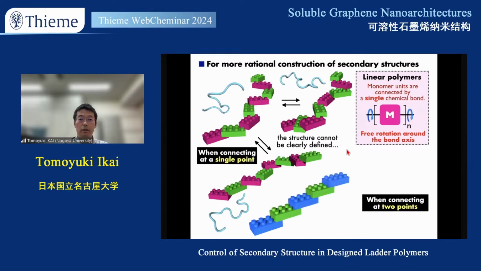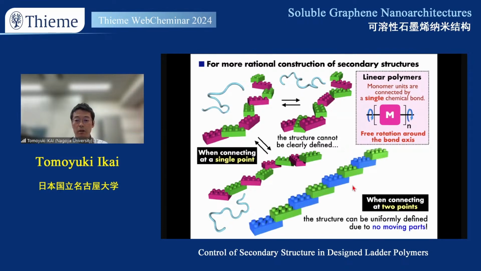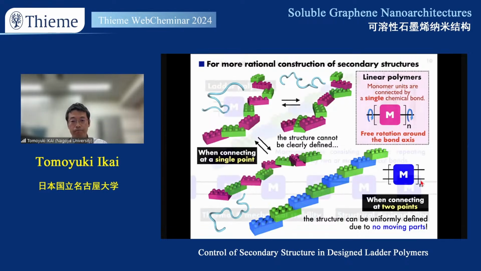On the other hand, when the Lego blocks are connected at two points, the structure can be uniformly defined due to having no moving part. So for polymer design, if the monomer units could be connected by more than two chemical bonds, it would be much easier to construct the desired secondary structure.